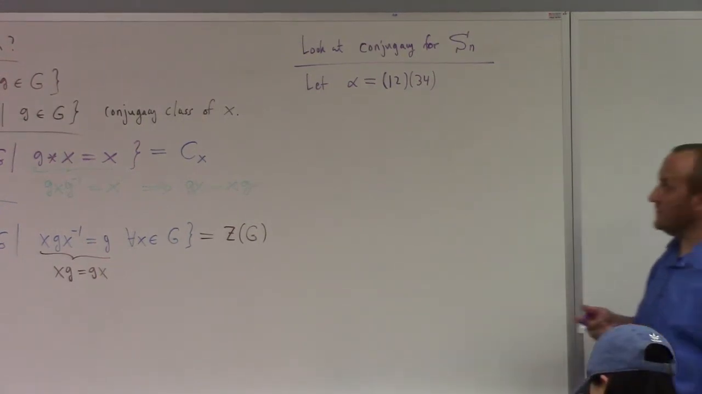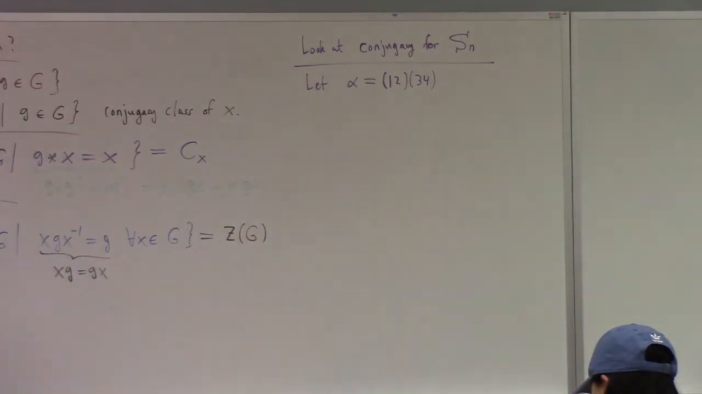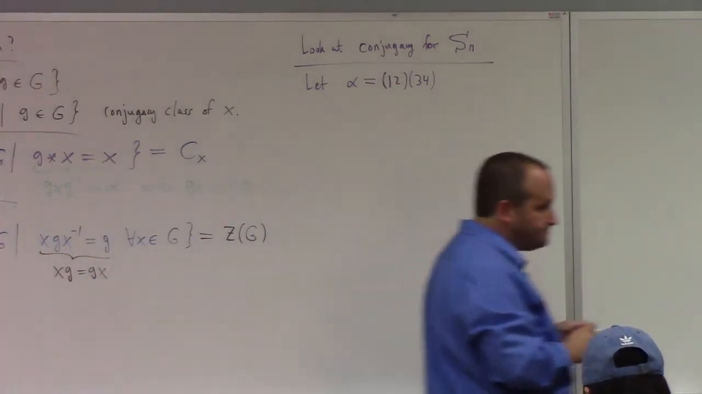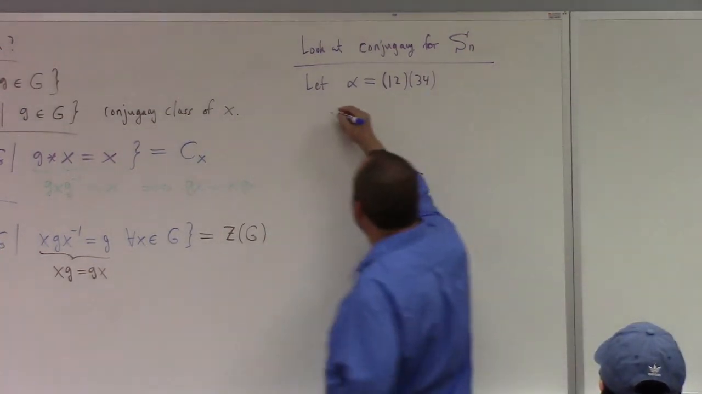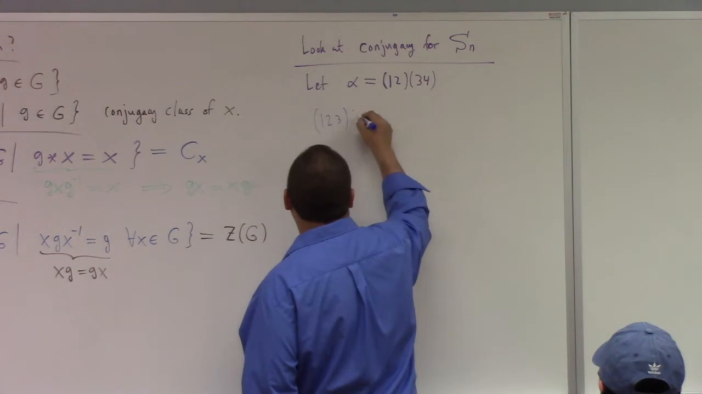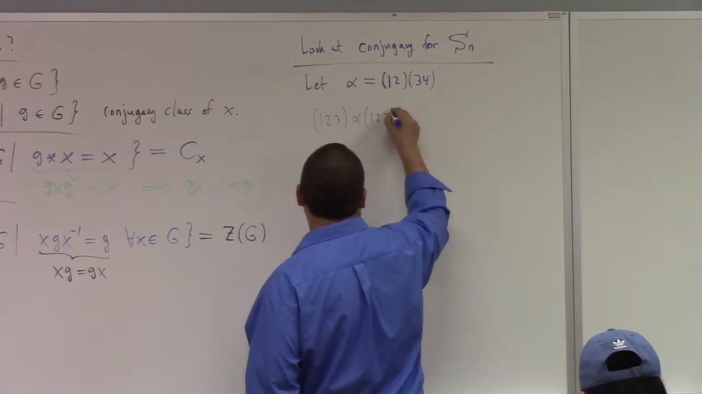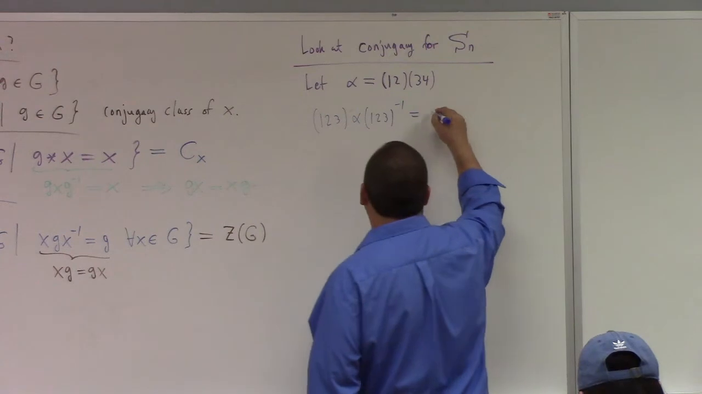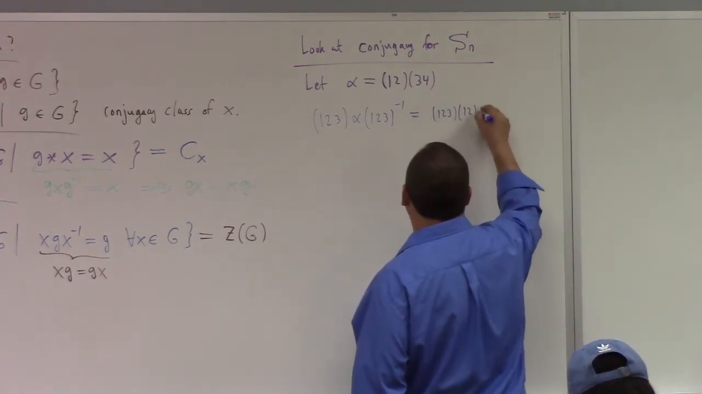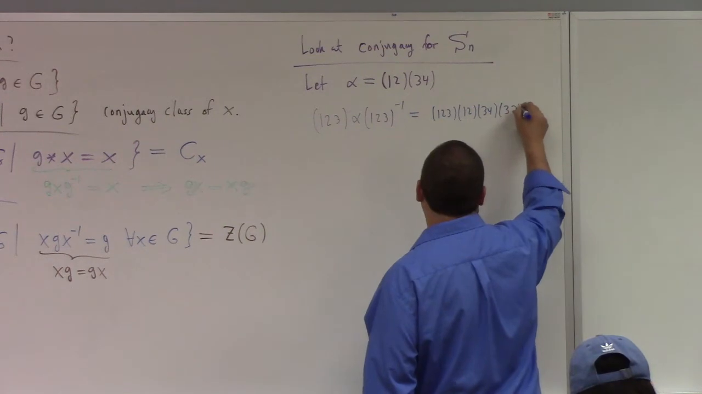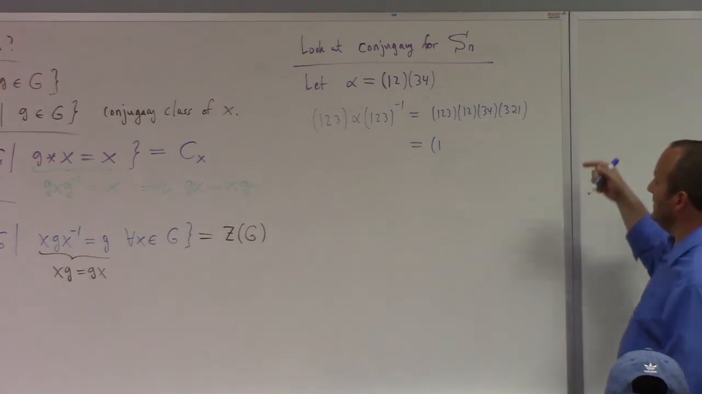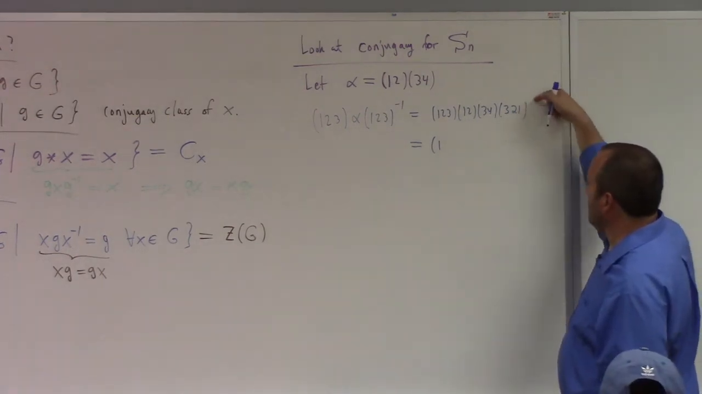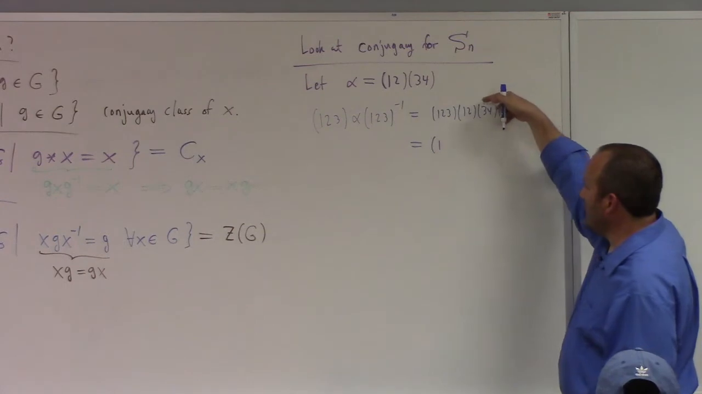All right? So here's a few sample calculations. Let's actually conjugate in S4. So if I do (1 2 3) alpha (1 2 3) inverse, which would be what? That's (1 2 3)(1 2)(3 4)(3 2 1), yeah? What's that work out to? Let's calculate. So I put in 1, 1 goes to 3, 3 goes to 4, 4 goes nowhere.